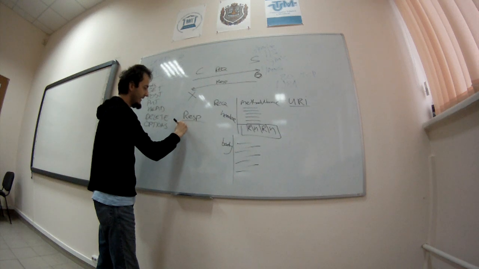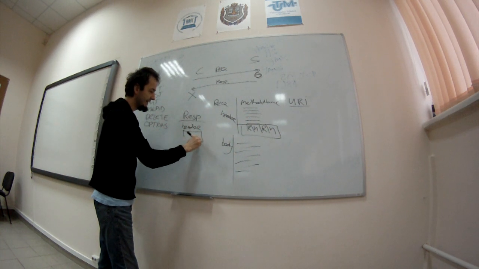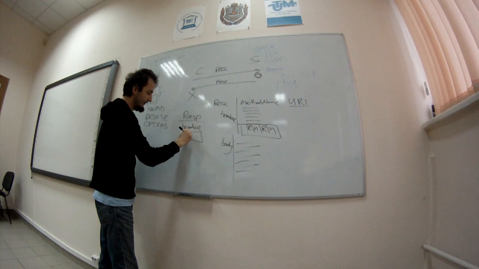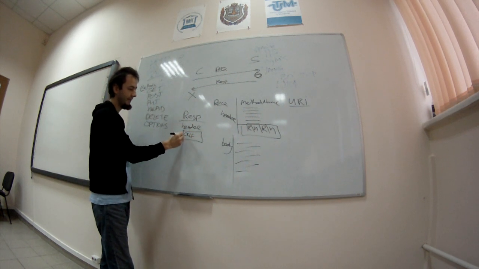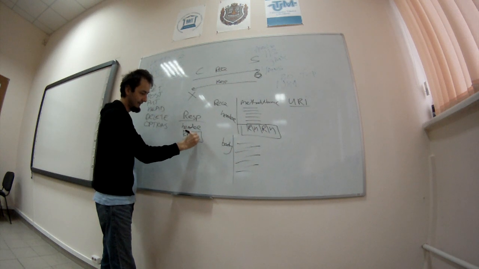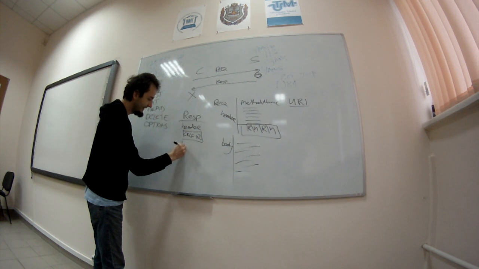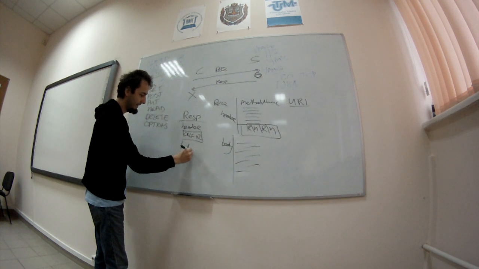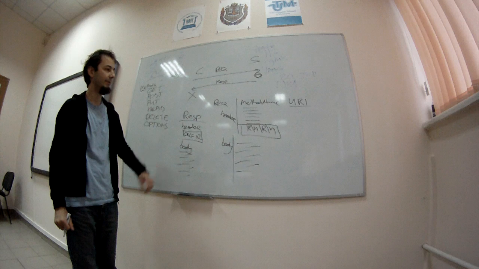It has a response header, followed by the same separator sequence. It is also represented as CRLF, carriage return line feed, and it's, of course, repeated twice, followed by the response body, which is some data. So that's very simple.